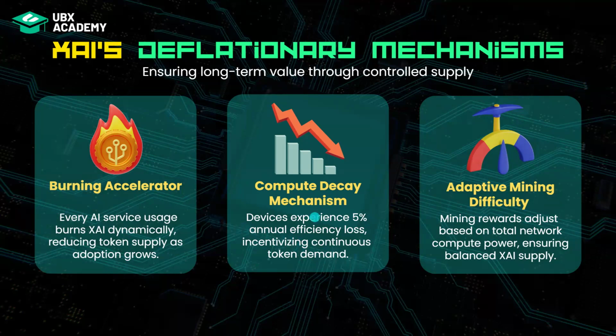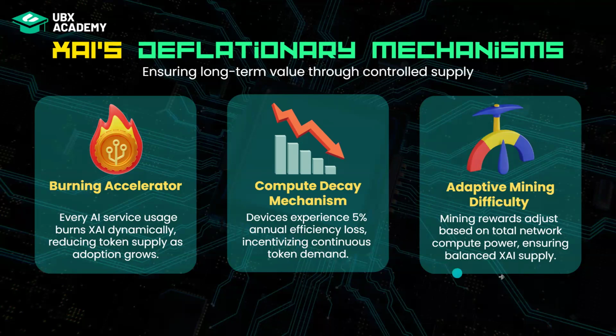For example, if you were doing Bitcoin mining, in the first year you might get 100 tokens, and in the second year you will get less. This is called the annual efficiency loss. The algorithm becomes more difficult, so it becomes harder to mine. You will have the same effect in the XAI token as well.